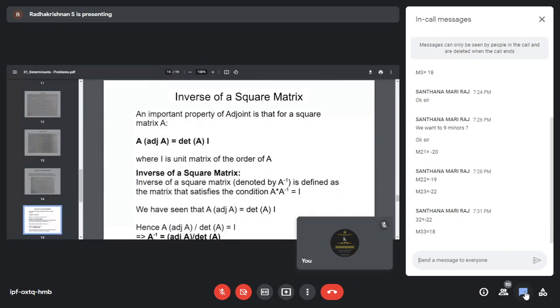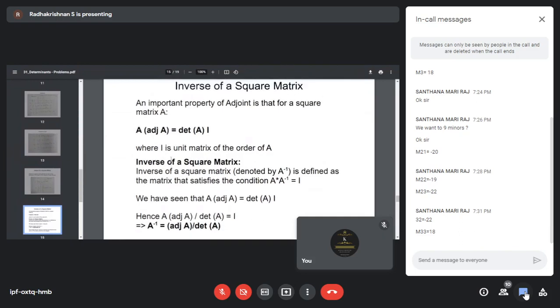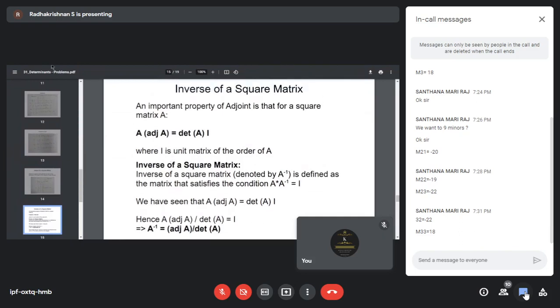Sir, adjoint of 1 cross 1 matrix என்ன sir? Sorry கருப்பியா, என்ன சொன்னீங்க? Sir, adjoint of 1 cross 1 matrix value என்ன sir? Adjoint of 1 cross 1 matrix.